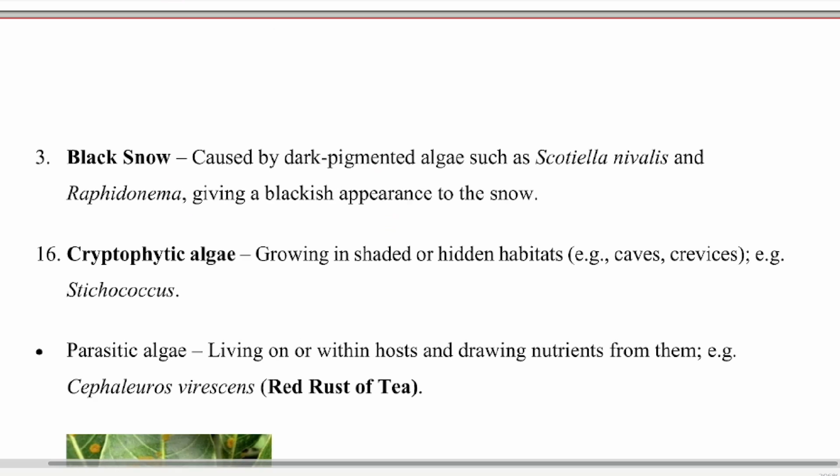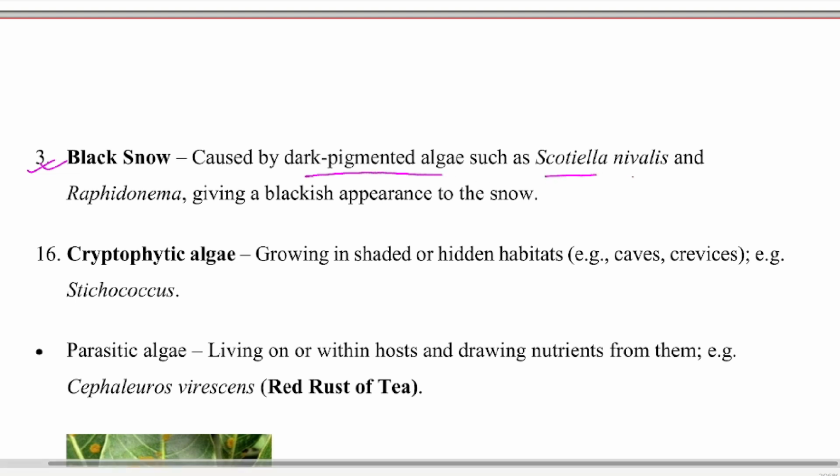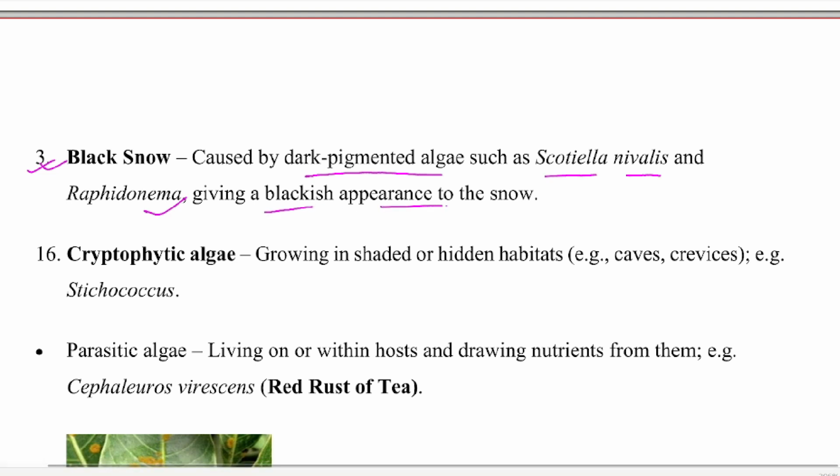And the third one is the black snow. This is an important objective question: which algae gives black snow, red snow, or green snow? Any may be asked. In the case of black snow, it is caused by dark pigmented algae, that is Scotiella nivalis and Raphidonema, which give a blackish appearance to the snow.